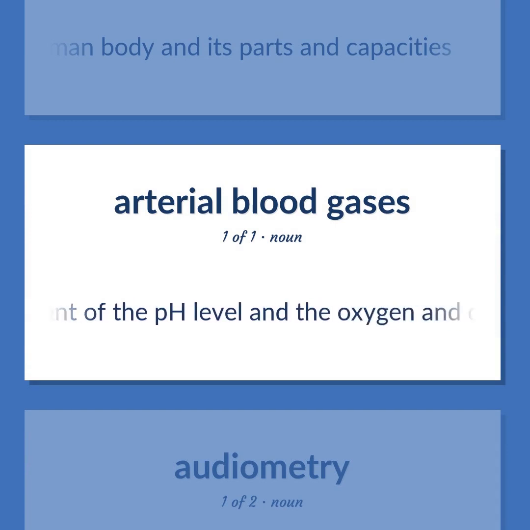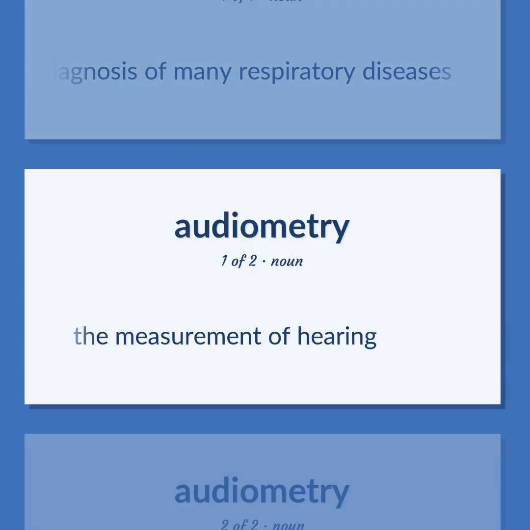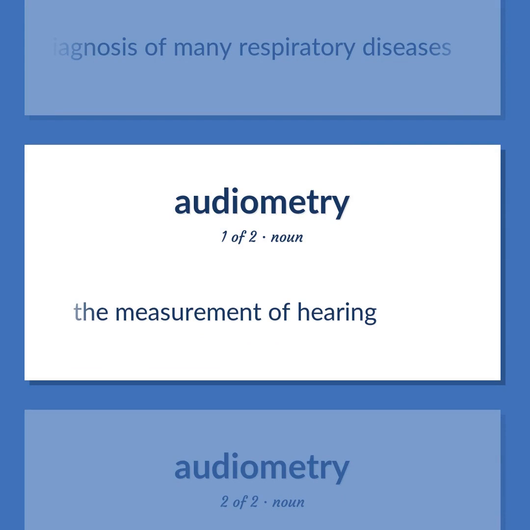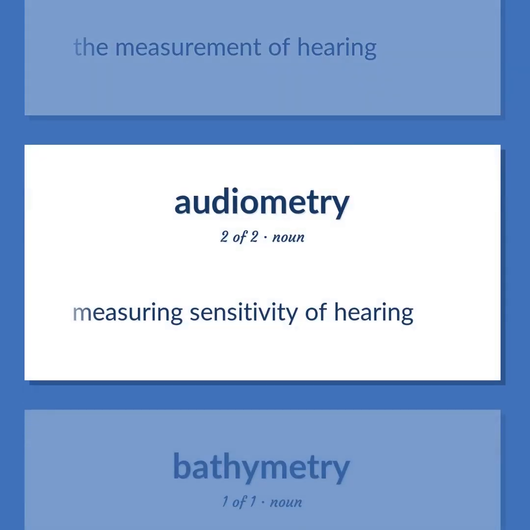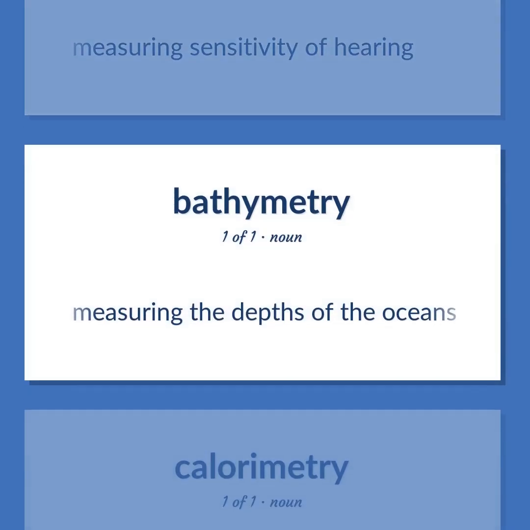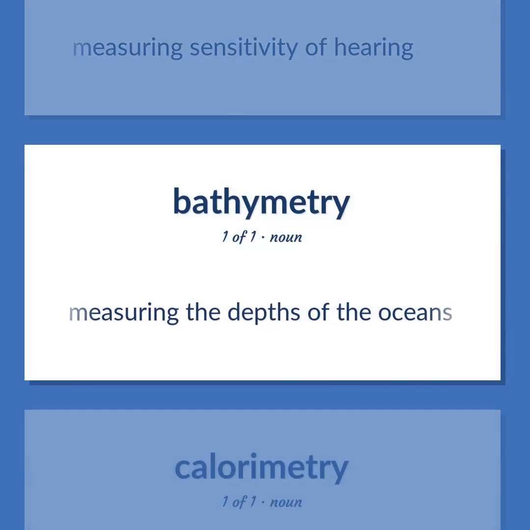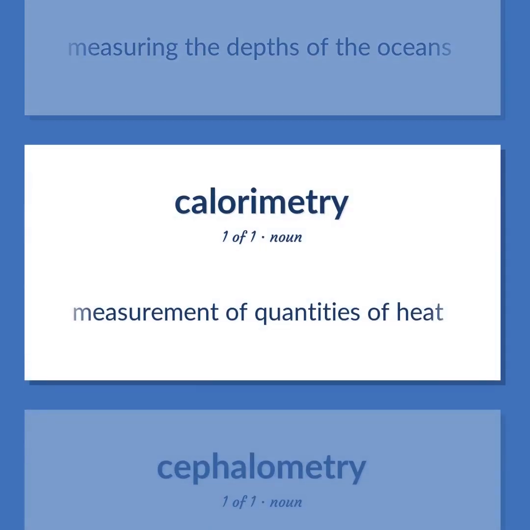Measurement of the pH level and the oxygen and carbon dioxide concentrations in arterial blood. Important in diagnosis of many respiratory diseases. The measurement of hearing. Measuring sensitivity of hearing. Measuring the depths of the oceans. Measurement of quantities of heat.